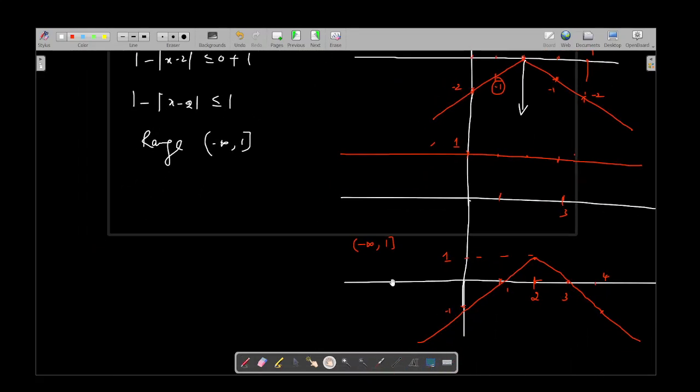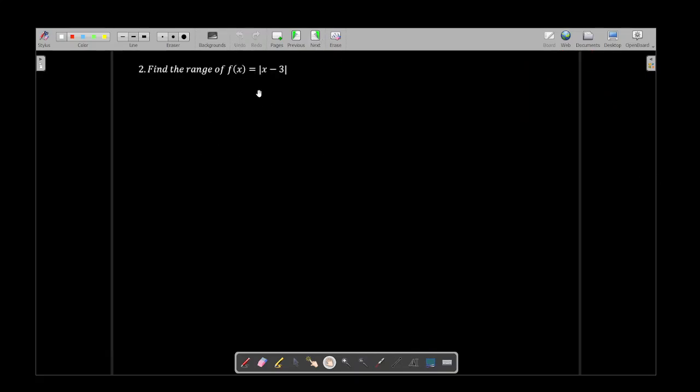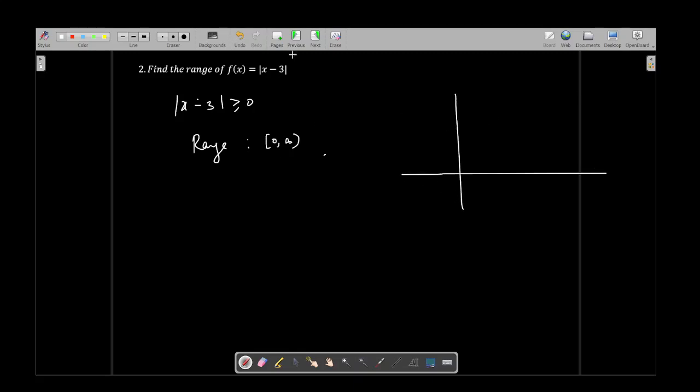Let us solve one more problem. What is the range of mod x minus 3? Mod x minus 3 looks like this. I can write mod x minus 3 is always greater than or equal to 0. So the range is simply from 0 to infinity, because the function looks like this: at 3 it is 0 and it goes like this. So the range of a function is the values it covers on the y-axis, which is 0 to infinity.